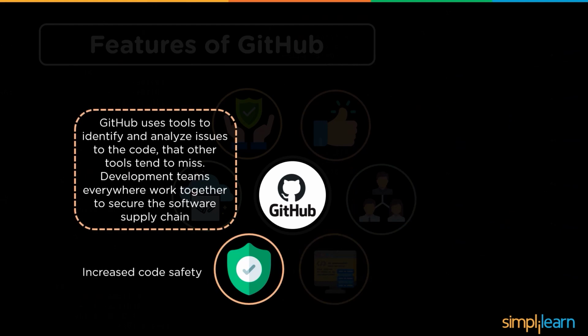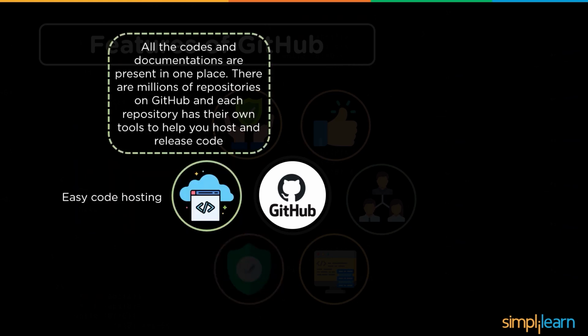Now, GitHub uses different tools to identify and analyze issues. There are some tools or features available in GitHub where you can further analyze the source code and the issues with the source code. So development teams can work together to secure the software supply chain. These repositories are quite secured, and that is the reason why not everyone has default access to the source code. This is quite restricted, and due to this feature, it's easy to maintain the high quality of your source code.